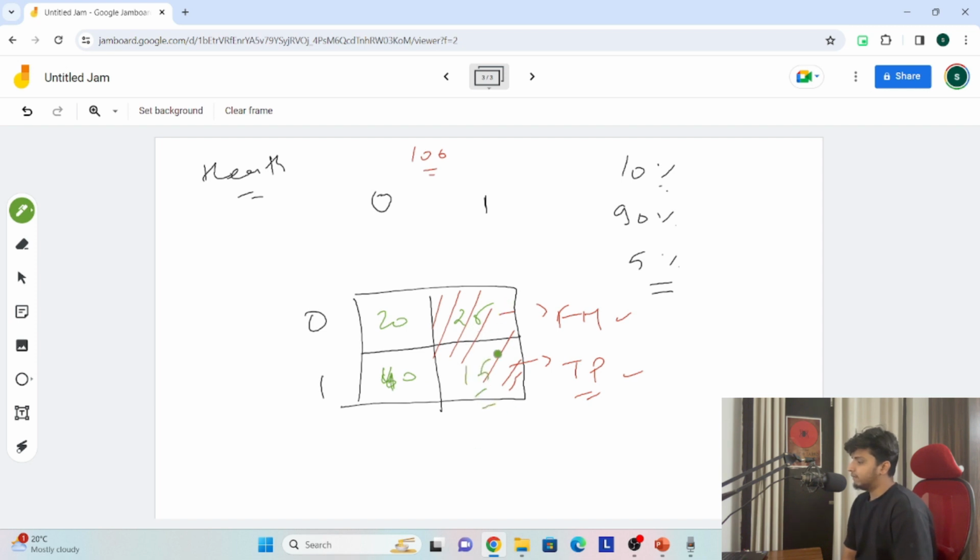Okay, so these 25 and 15, what is 25 plus 15? 25 plus 15 is your 40. These 40 cases are where you actually had cancer. Out of those 40 cases, I was able to identify 15 cases. So my whole idea of judging my model comes down to this: I don't care about those cases where you didn't have cancer, right? I care about those cases where you actually had cancer, and how many of them you were able to identify. Because those are important.